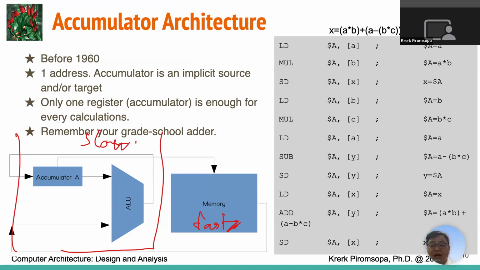Okay. And transistors were so expensive back then. So the architect would say, let's have a minimal number of registers because they're so expensive. And memory is so fast and cheap. Just have one register then. And they call that one register by a special name: the accumulator.